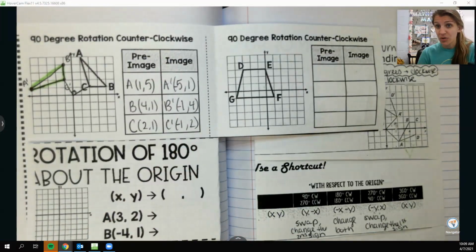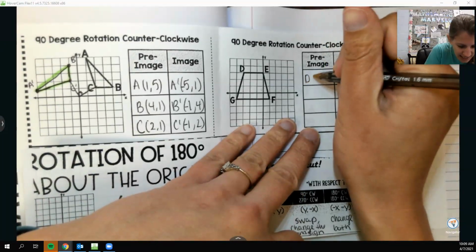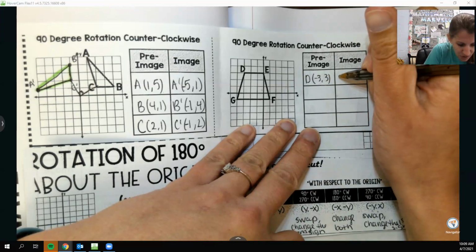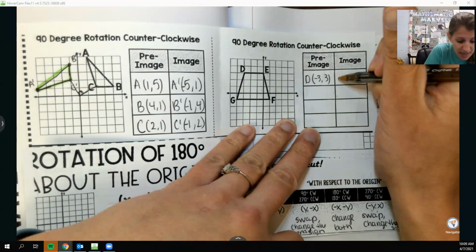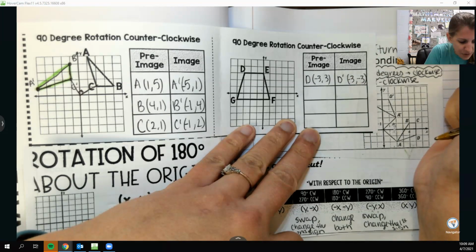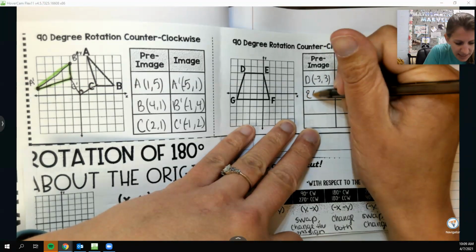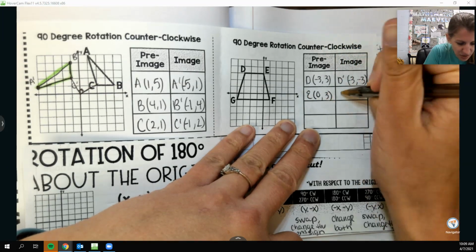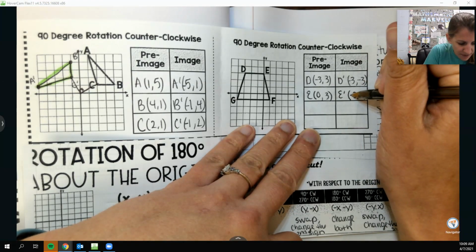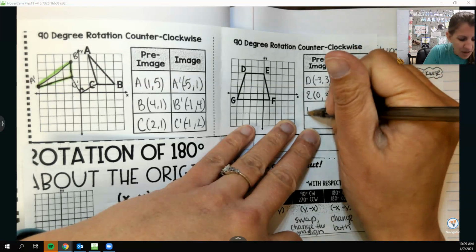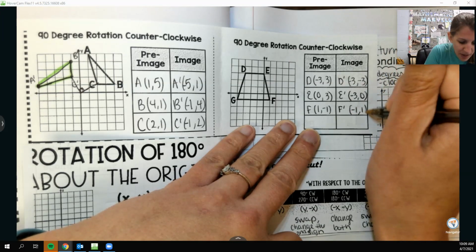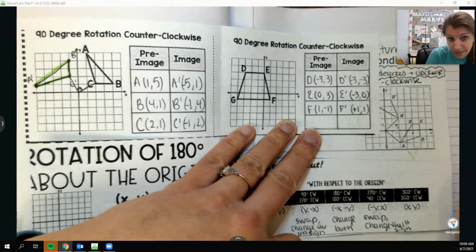Alrighty, taking a look at a quadrilateral. D is at the point (-3, 3). If I'm still going 90 degrees counterclockwise, I'm going to swap and change the sign on the first one. E is at (0, 3), so when I get its image, I swap and change the sign of the first one. F is at (1, -1), so I'm going to swap and change the sign of the first one.